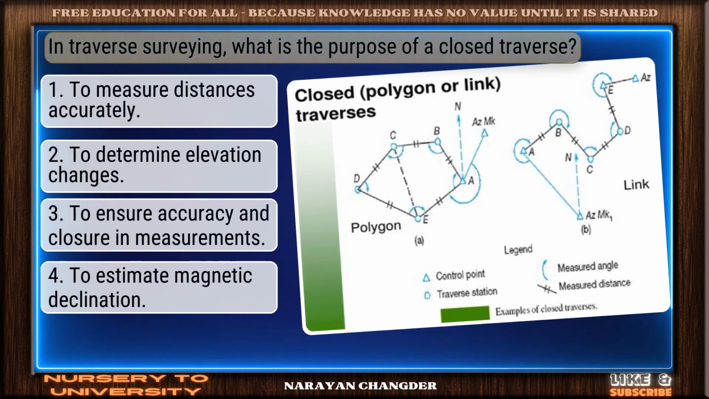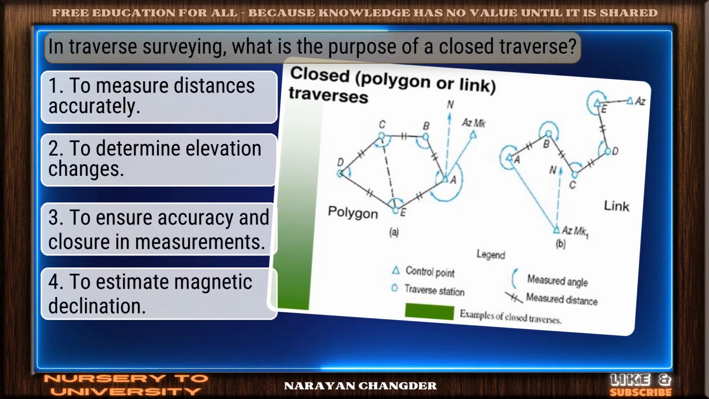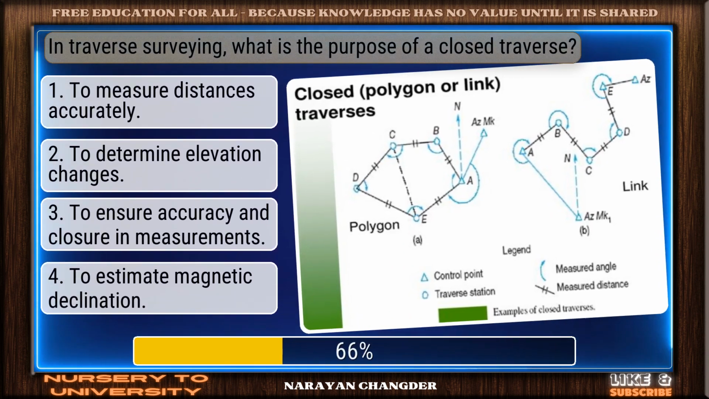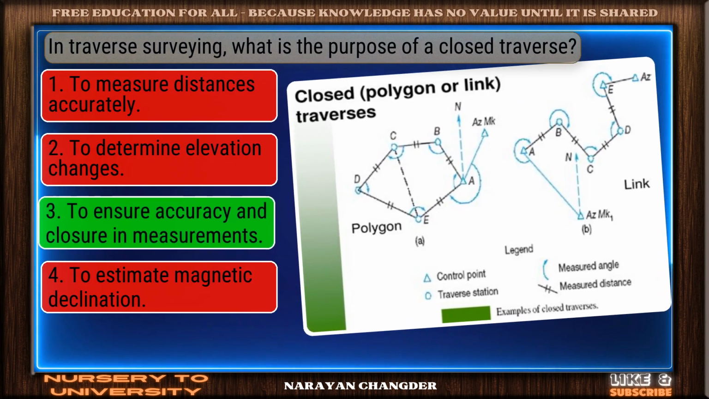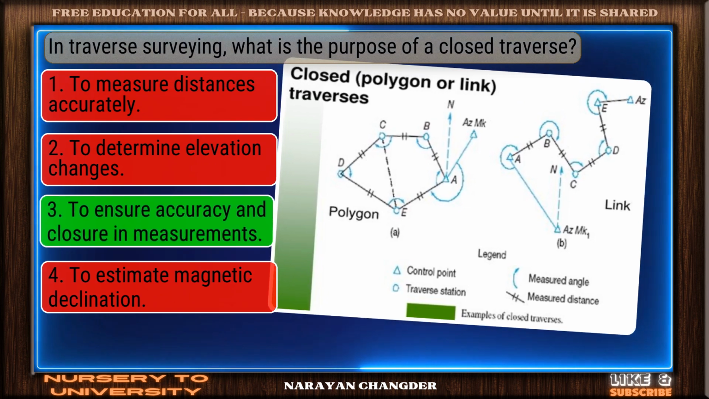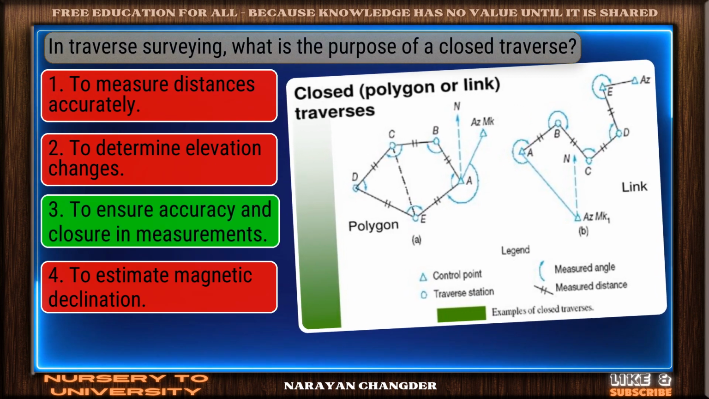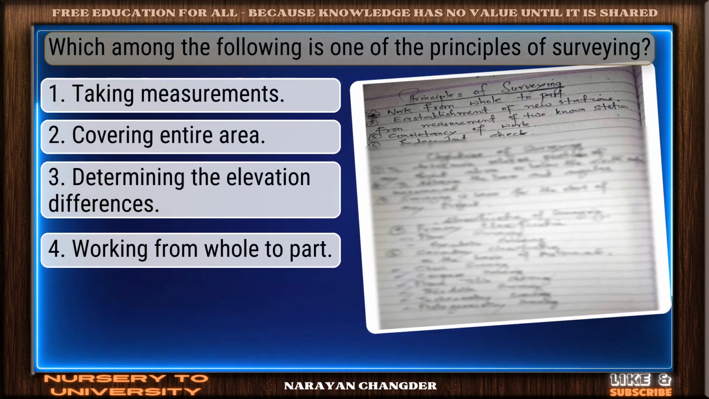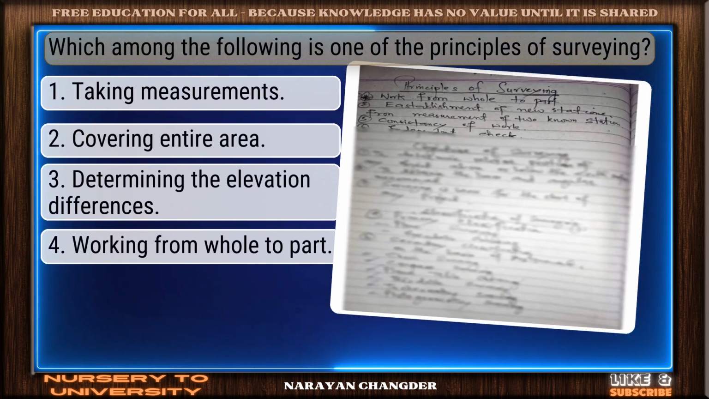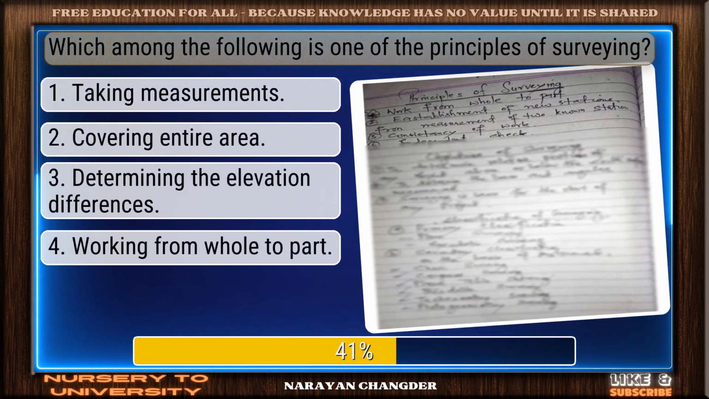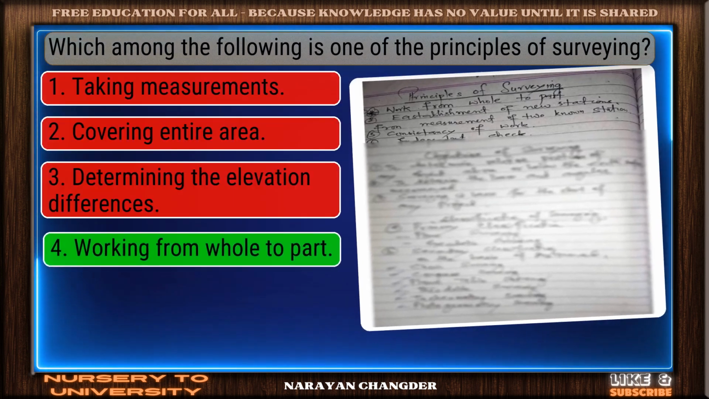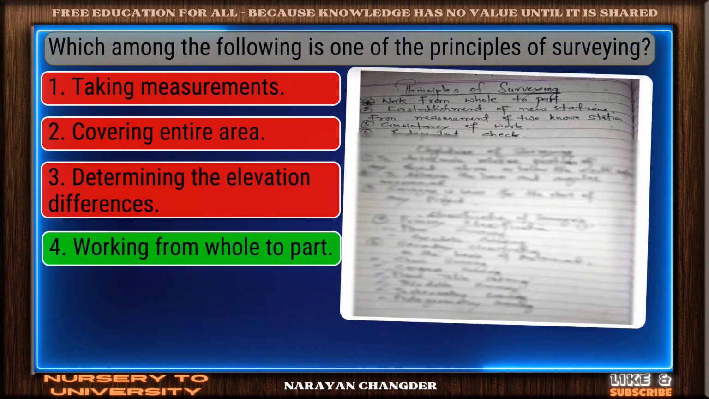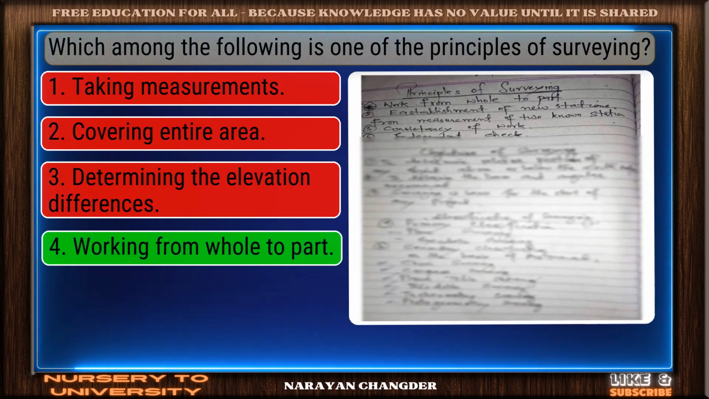In traverse surveying, what is the purpose of a closed traverse? Right choice. To ensure accuracy and closure in measurements is the best answer. Which among the following is one of the principles of surveying? Great job. Working from whole to part is the accurate answer.